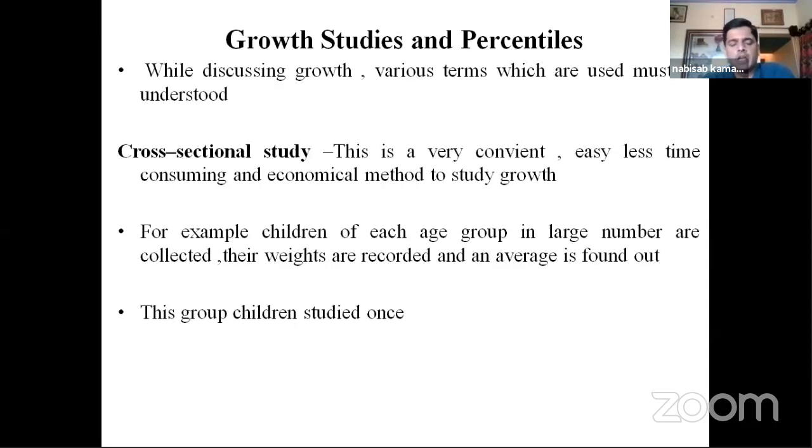Next is growth studies and percentile. While discussing growth, various terms which are used must be understood. Cross-sectional study: this study is very convenient and easy, less time consuming and an economical method to study growth. For example, children of each age group in large number are collected, their weights are recorded, and the average is found out. This group of children is studied once.